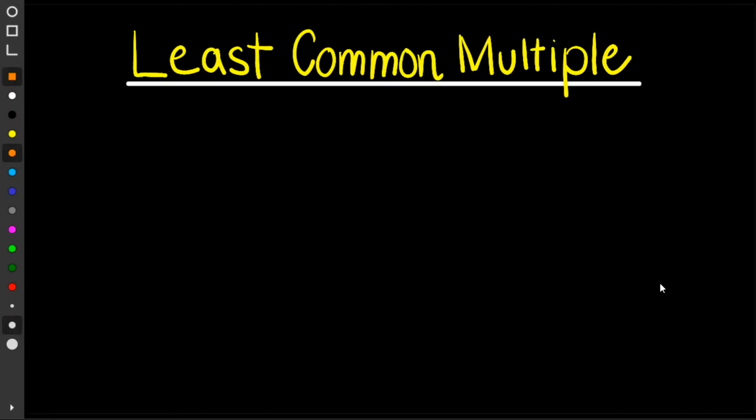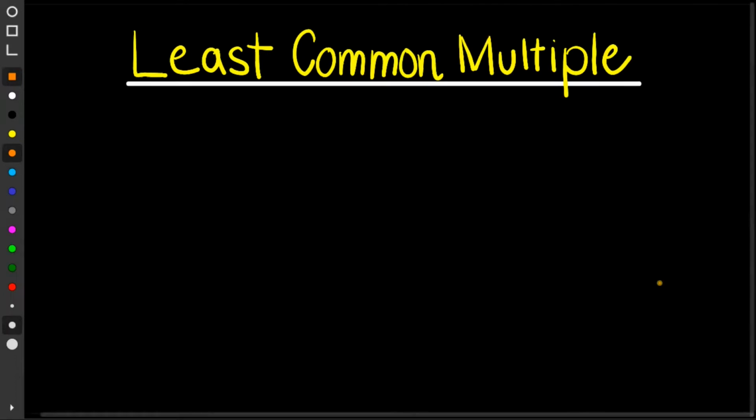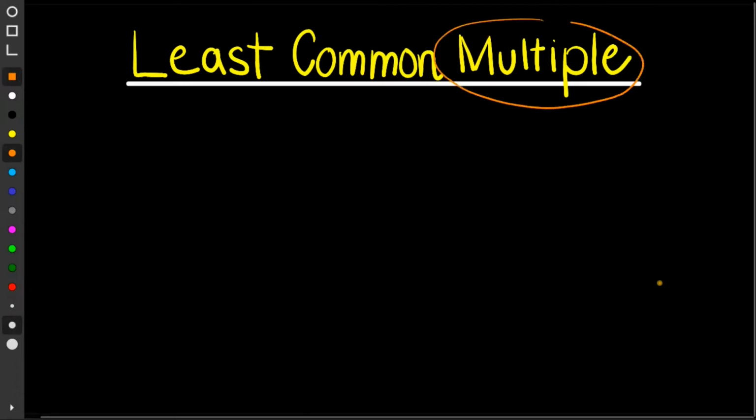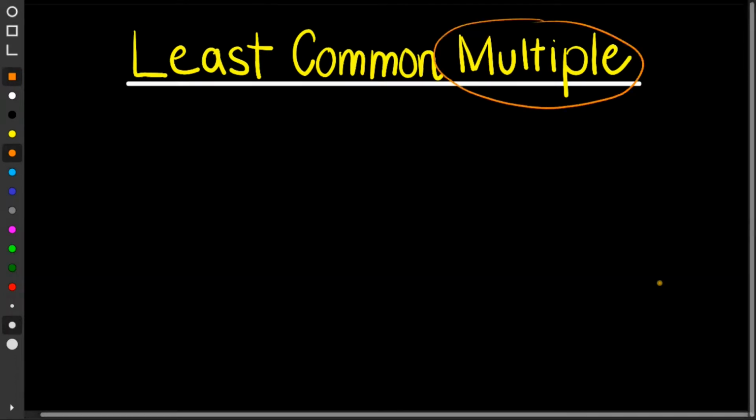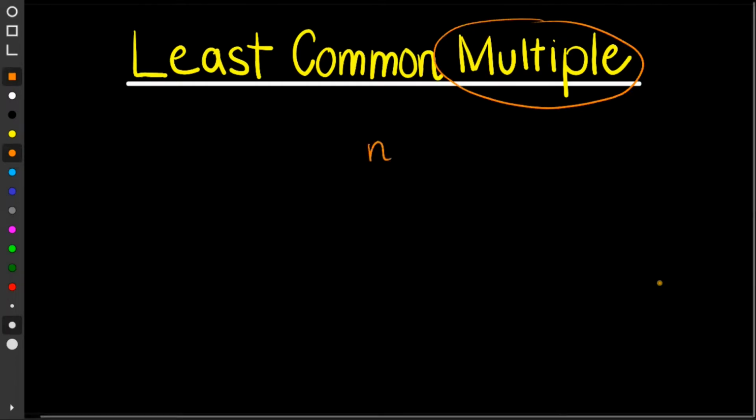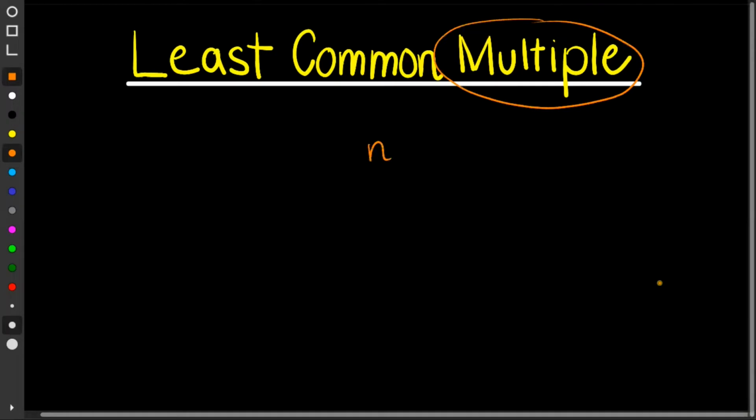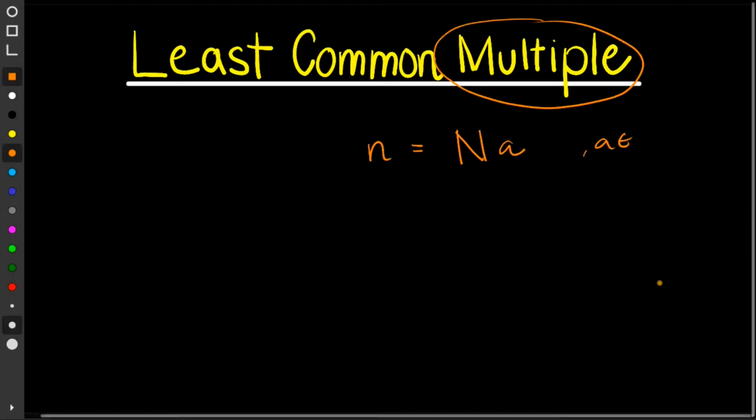So for this video, we'll be talking about the least common multiple. First we start with defining what we mean by multiple. A multiple is a number, say n. We say that n is a multiple of another number, say capital N, if n is equal to N times a, with a in Z.